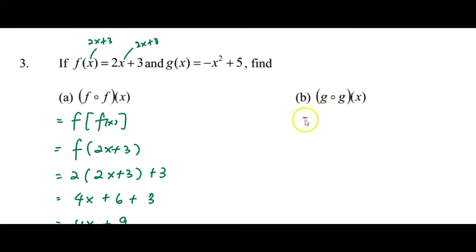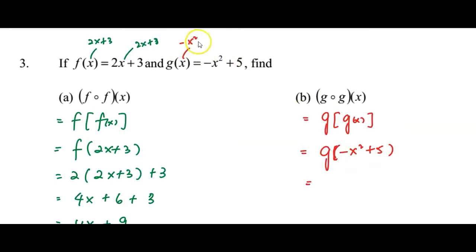For g(g(x)), I'm going to rewrite my composite function into this form, and then put your g(x) as negative x squared plus 5. Then now you need to find g(negative x squared plus 5), meaning that this x will be substituted as negative x squared plus 5, the same as this x.